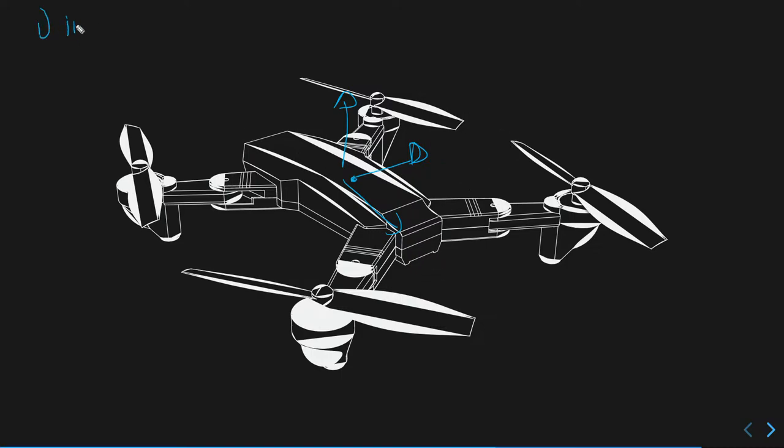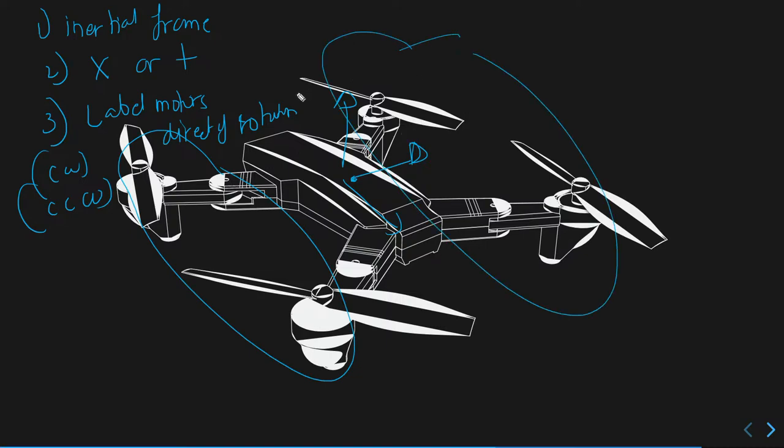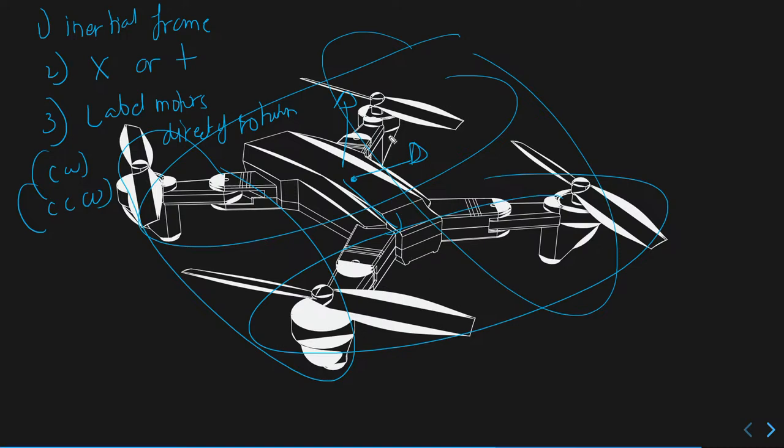So one is create the inertial frame. Two, whether it's X type or plus type. And then three, label your motors with direction of rotation, which could be clockwise or counterclockwise. Once you have this, then you intuitively know which motors you need to control for roll, which for pitch, and which for yaw. And that's it, at least at a high level.